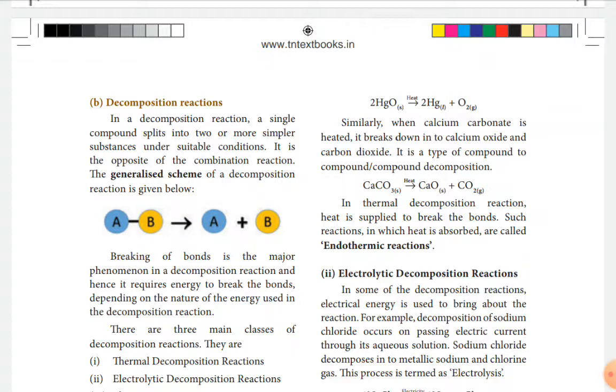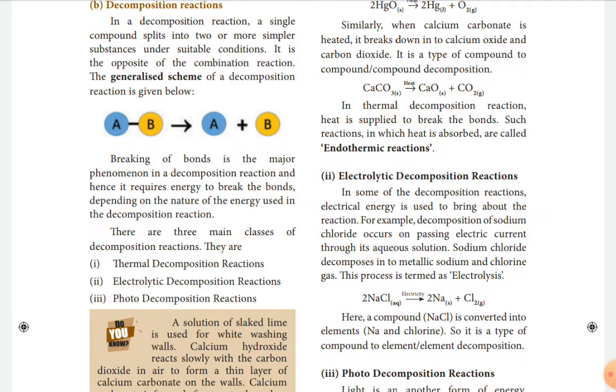Breaking of bonds is the major phenomenon in decomposition. Decomposition means nothing but splitting a big molecule, a macromolecule, into simpler ones. Breaking of bonds will not easily take place; it requires extra energy. So normally these reactions need energy to be supplied for breaking bonds. Based on this requirement of energy, we classify decomposition reactions into three categories.